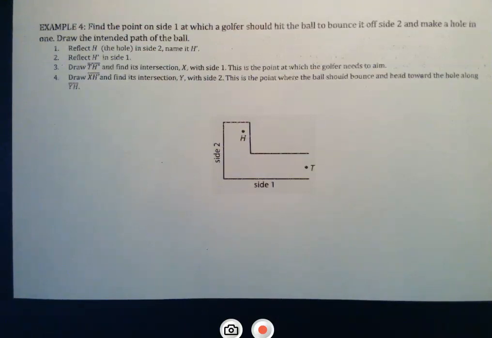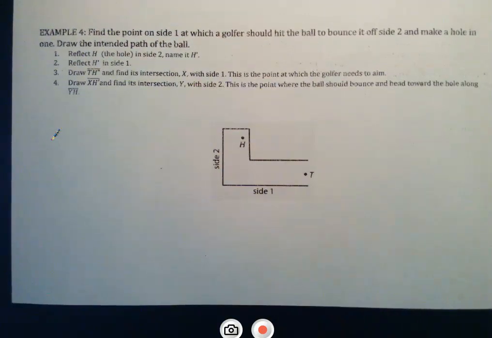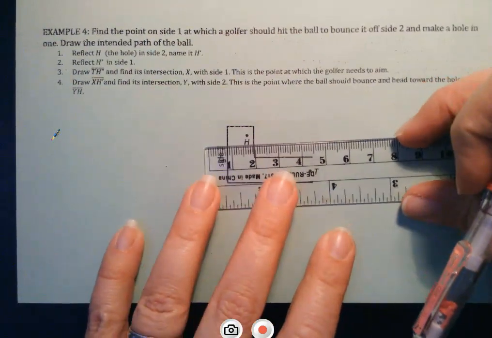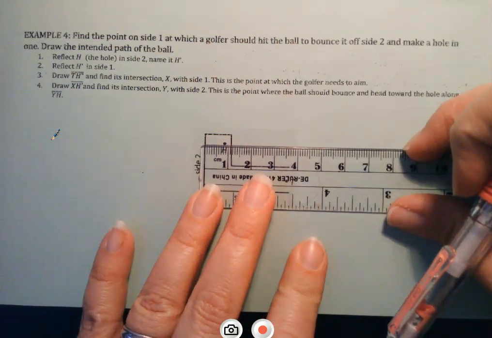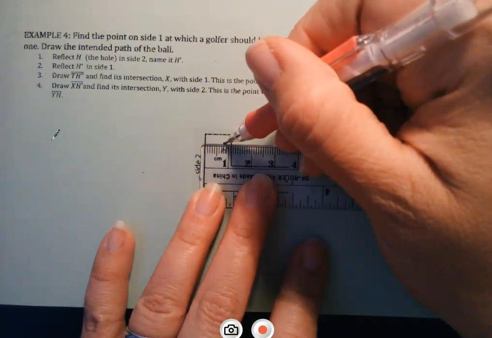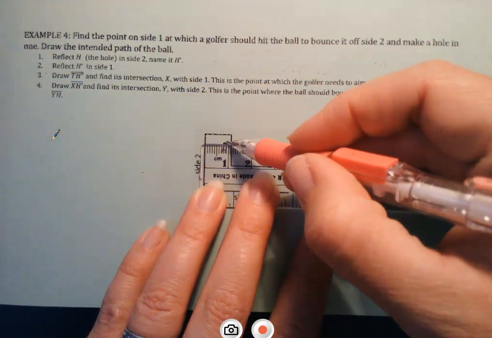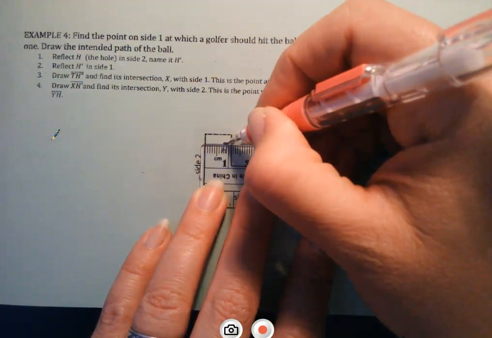Move it over. Okay, so what are we reflecting it across? What line? Side 2. Okay, side 2. So I'm going to use the centimeters, the millimeter sign. It's a little bit easier. Okay, so from side 2, my hole is like 8 millimeters, 1 off of 1. It's in between. I guess you could call it in between 8 or 9. You could call it either.